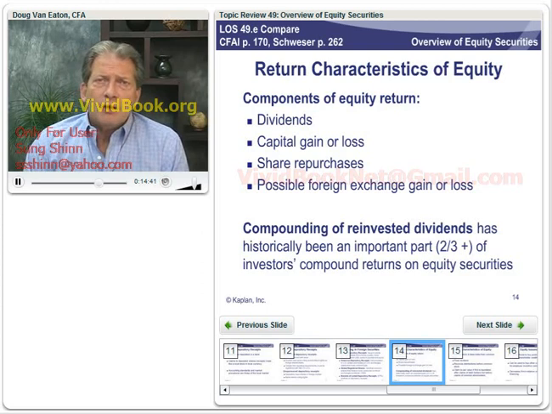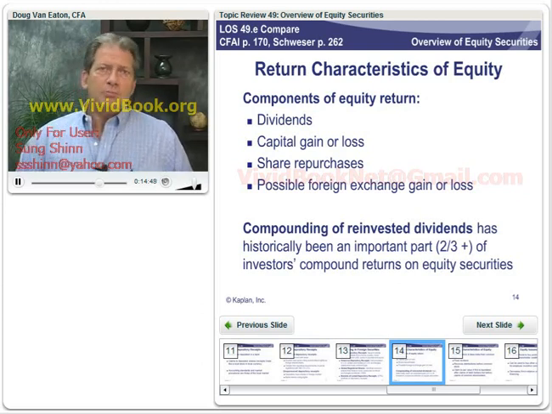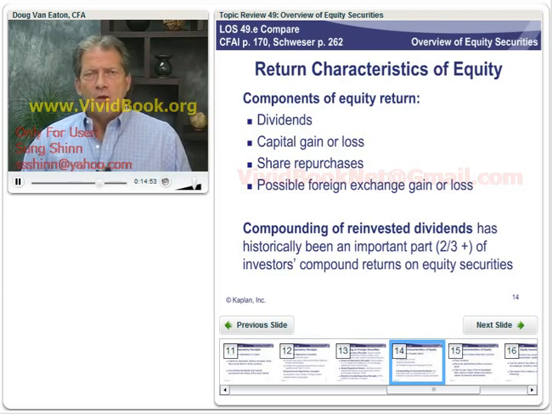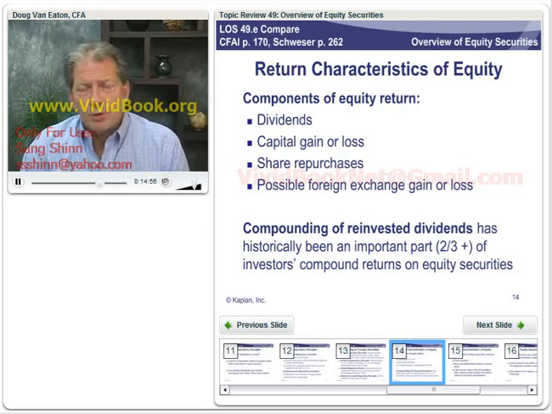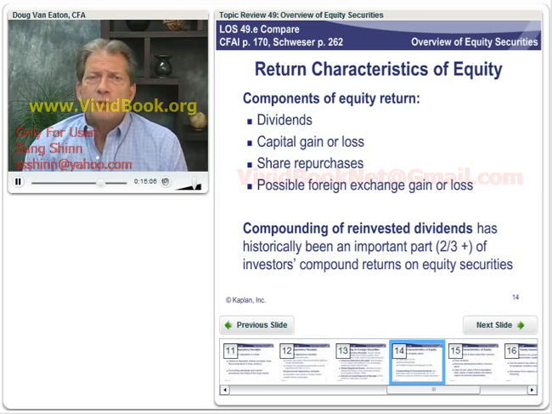So from your equity, you can get dividends, and the other way you make money on equity securities is if the price goes up or appreciates. That is, you get a capital gain. But of course, you're exposed to capital losses as well. Over recent years, share repurchases have gotten more popular, where instead of returning earnings to shareholders by way of regular dividends, they return it by repurchasing shares.